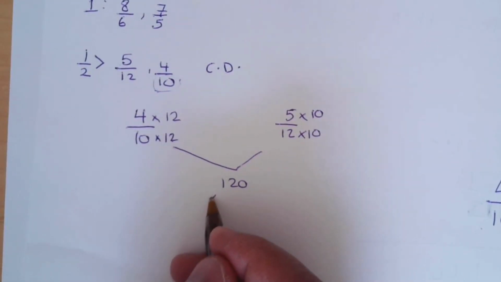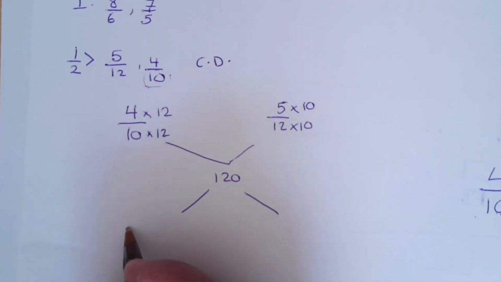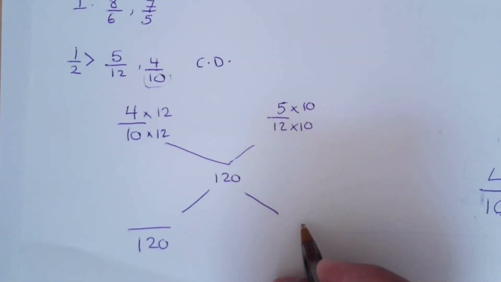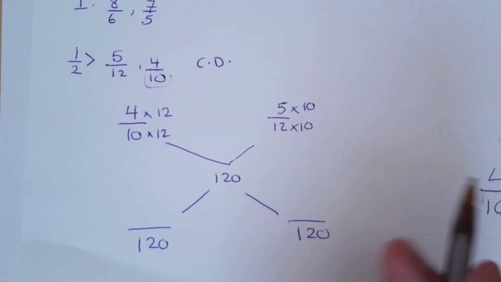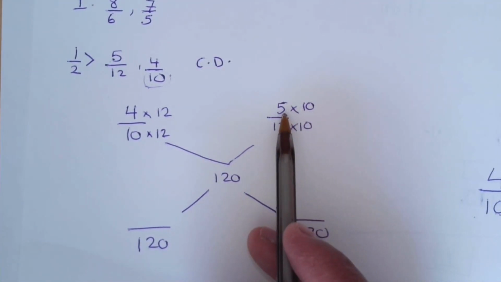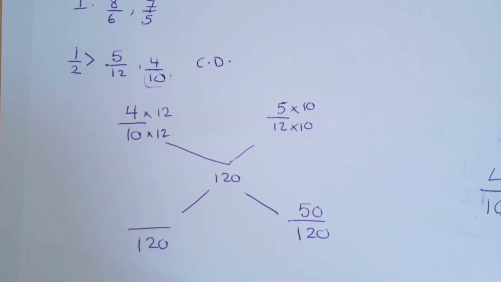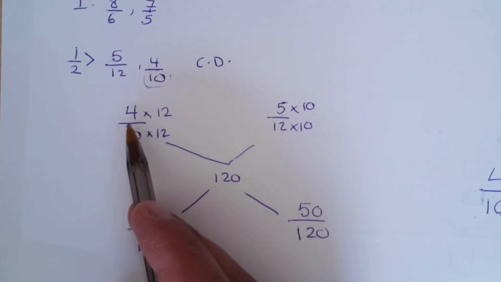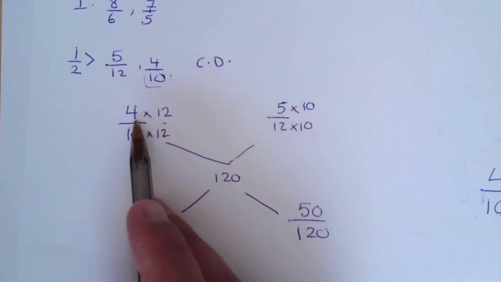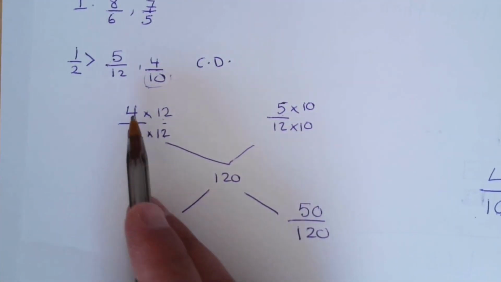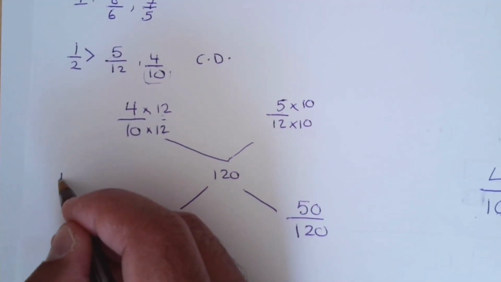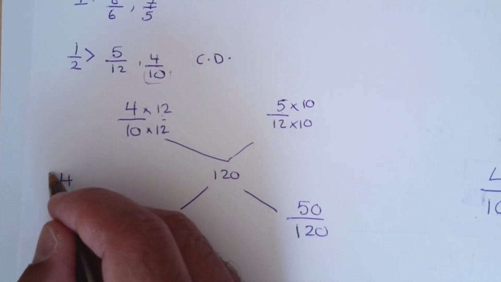Okay, so we're going to have new fractions now. Both of them have 120. Okay, so let's start with the easy one. 5 times 10 is 50. Okay, 5 times 10 is 50. And let's see, 12 times 4. 12 times 4.